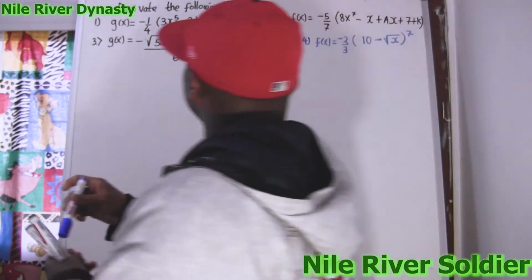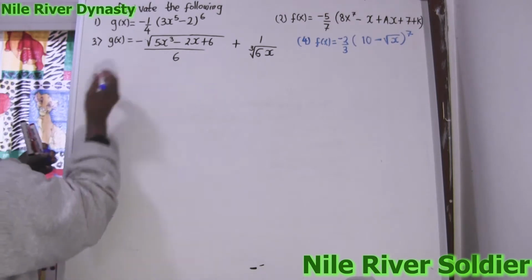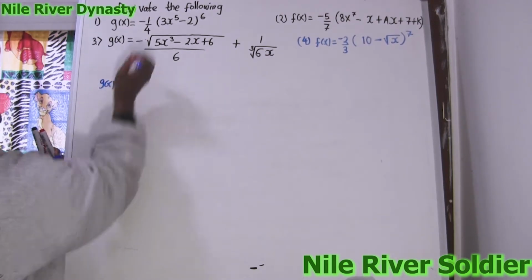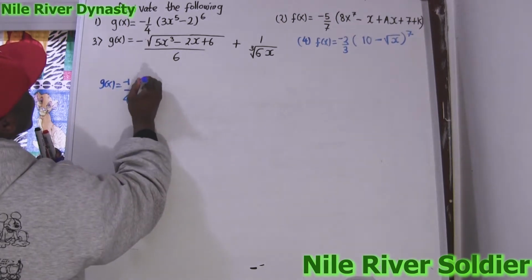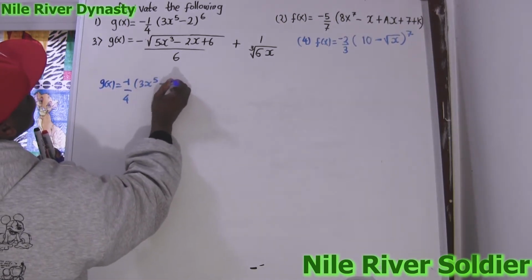So let's differentiate. This is easy. Let's start with the first one. So the first one, they give you g of x. Okay, so we got negative 1 over 4, and then we have (3x^5 - 2)^6.